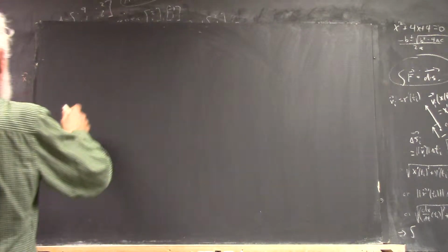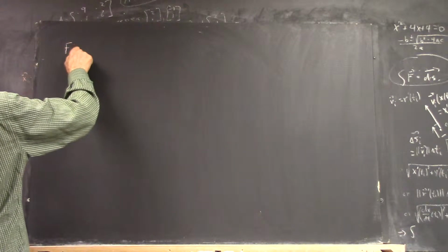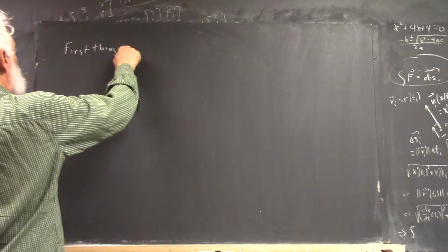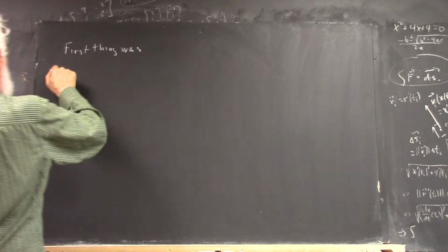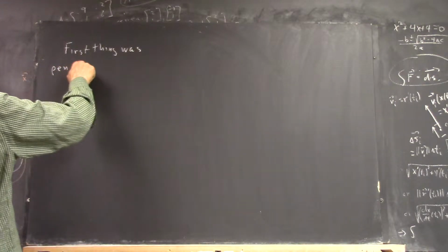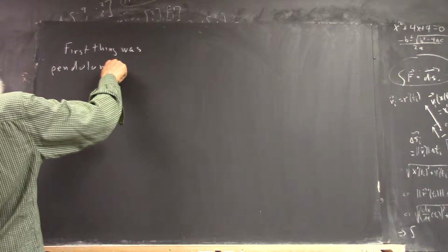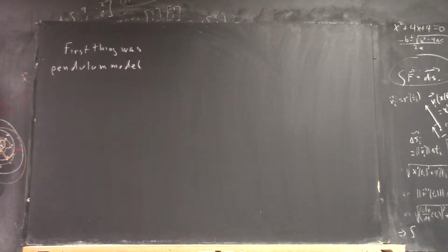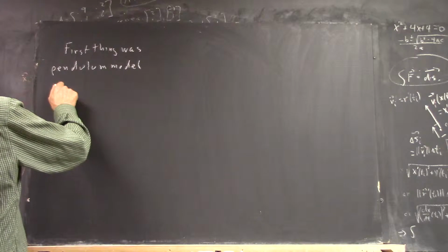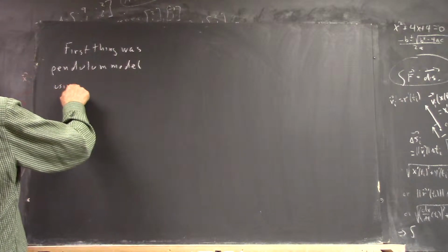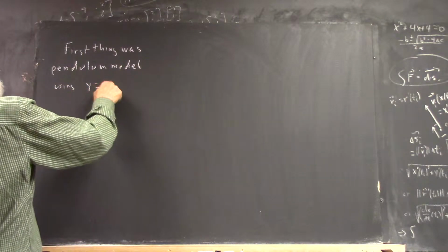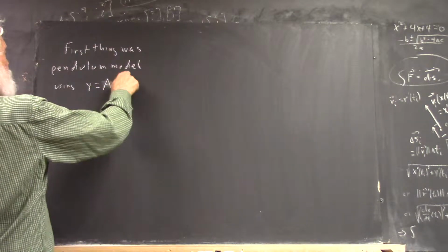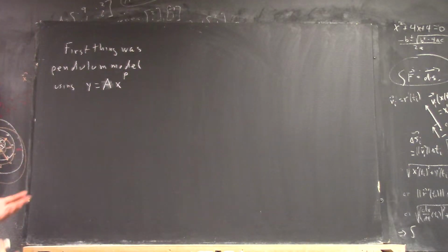Okay, the first thing we did was a pendulum model. Okay? Using y equals a times x to the p. What do we do with that?